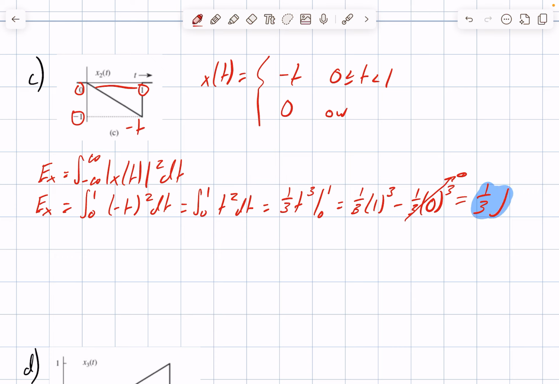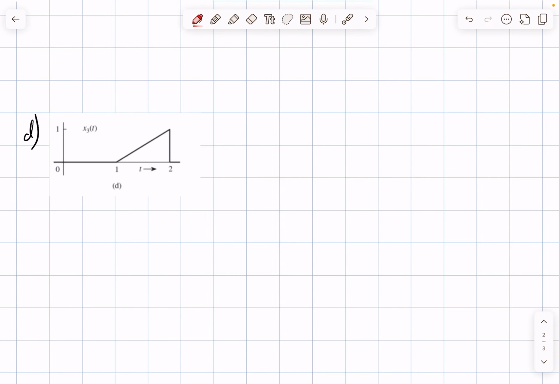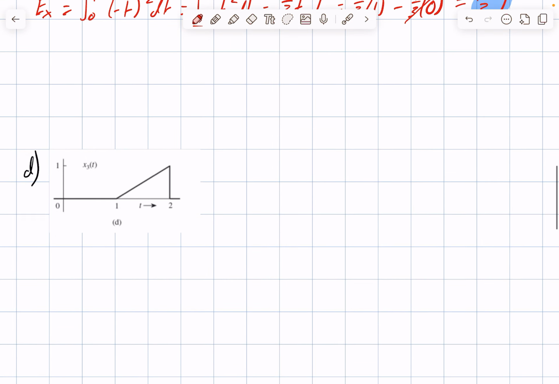So the hardest thing about finding the energy of a signal isn't necessarily plugging into the formula, but just recognizing how to obtain the function for it. Now this last one, probably the toughest one yet. So how do we find the function for this?